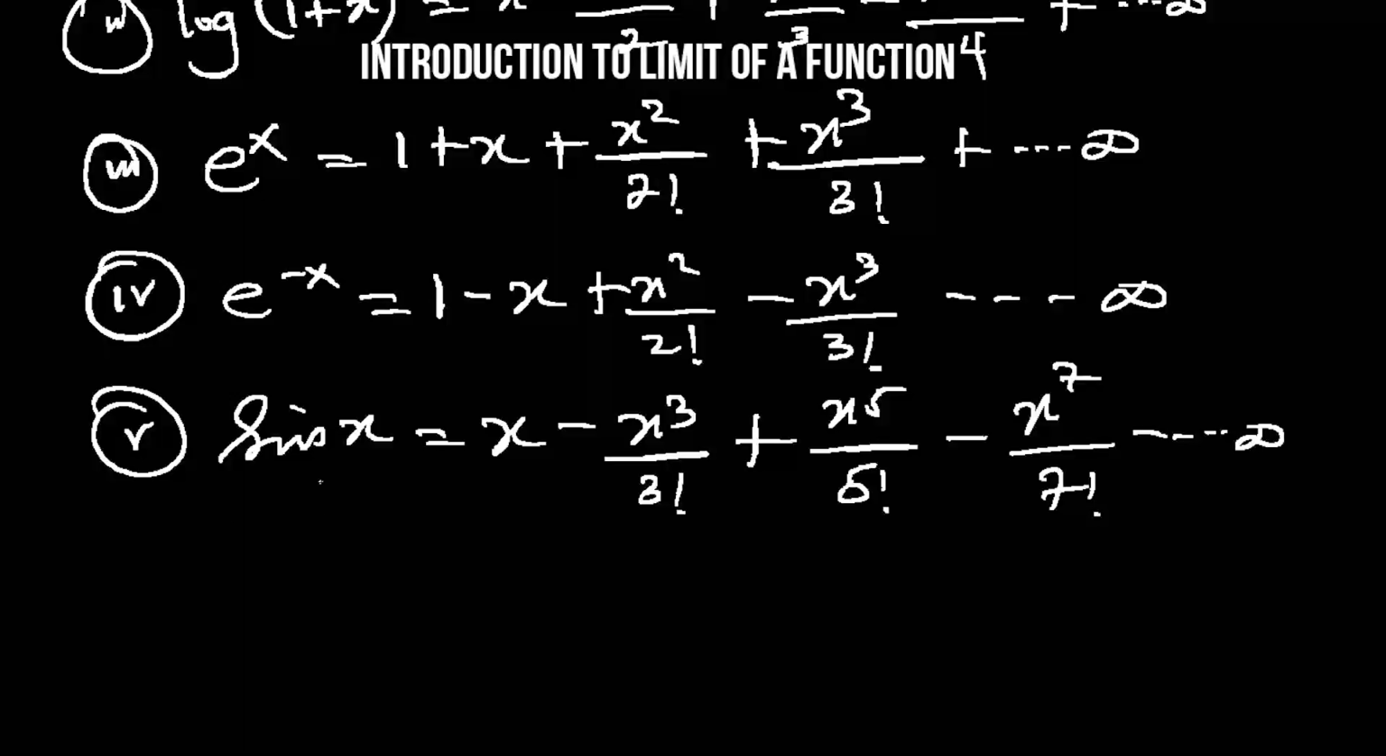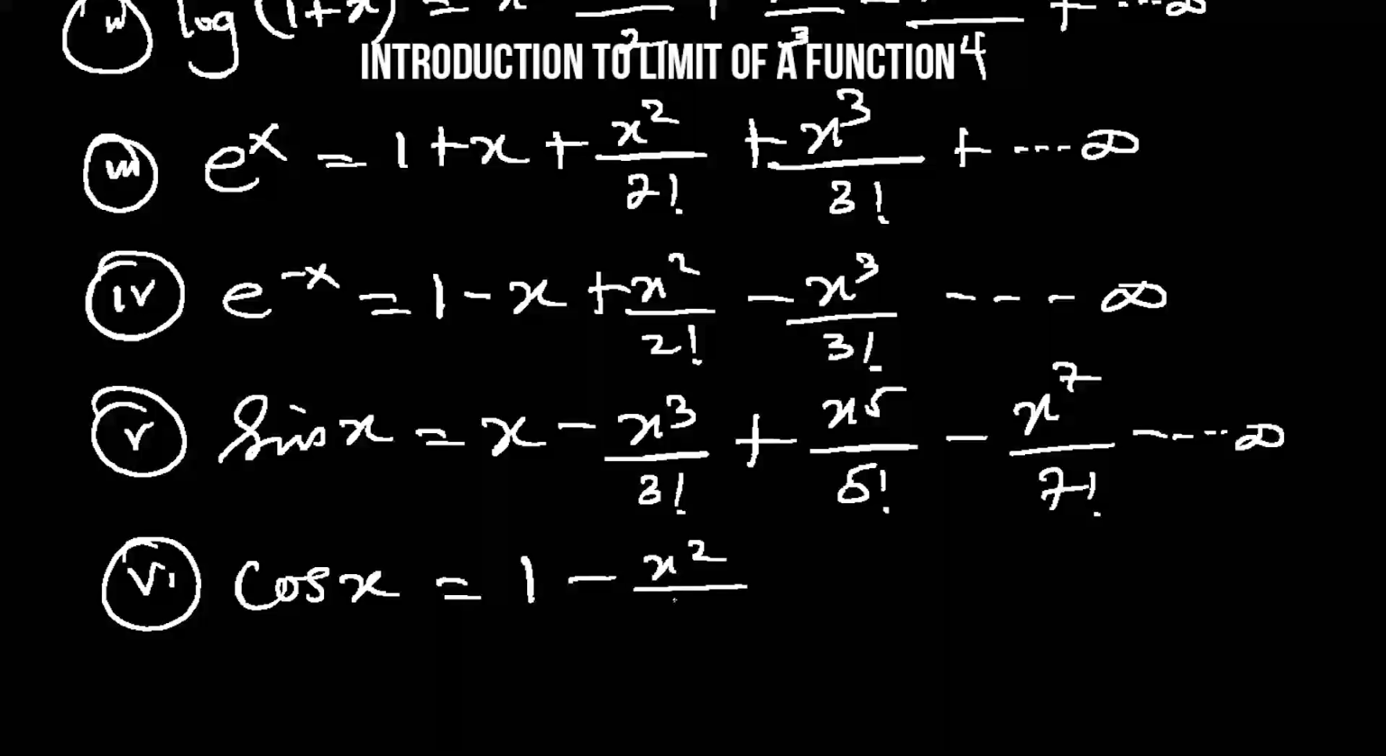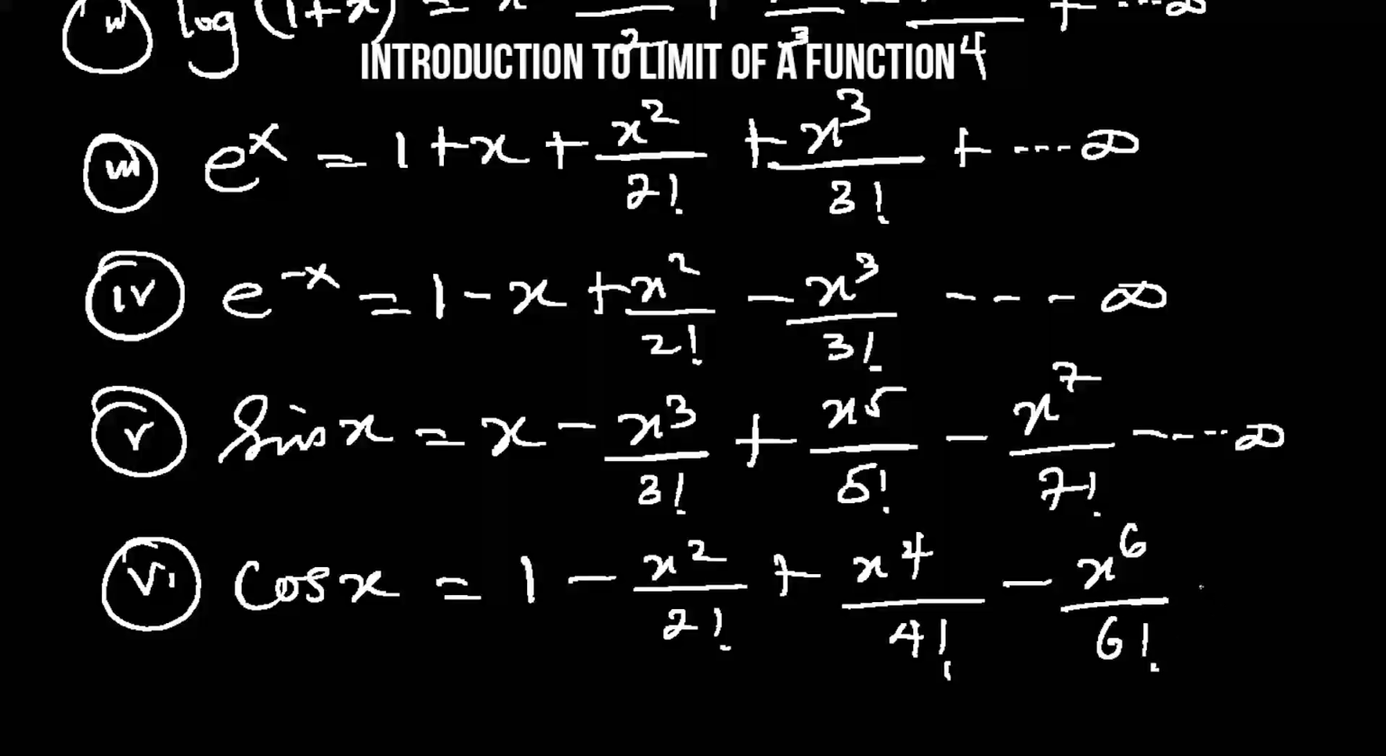And the last series here is the cos series. If you have cos of x, this is going to be 1 minus x squared all over 2 factorial plus x to the power of 4 over 4 factorial minus x to the power of 6 over 6 factorial plus till infinity like that. I hope you understand this now.